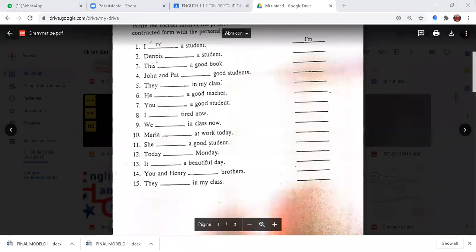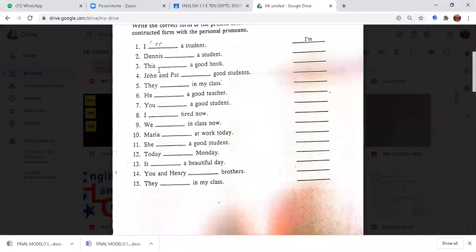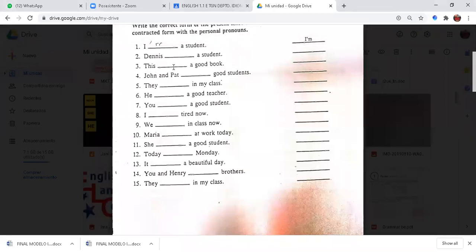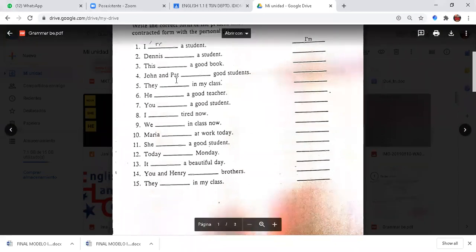Number two, Dennis. Dennis is a student. Excellent. Number three. This is a good book. Yes, this is a good student. Number four. John and Kate are good students. Are good students. Okay.